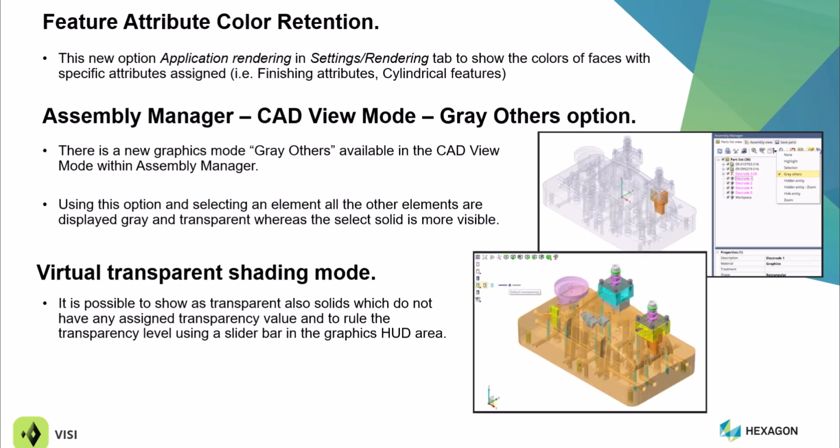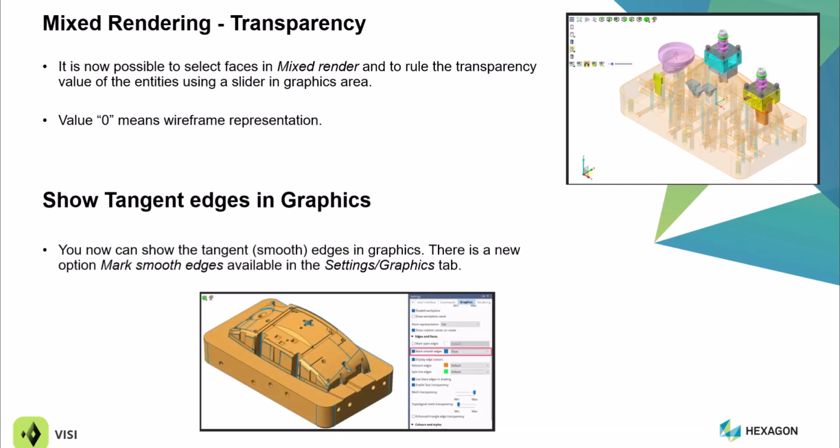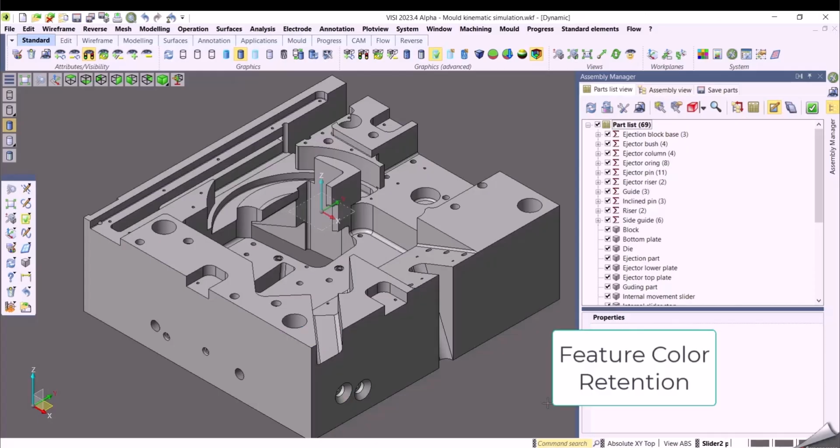So there's a new option that overall changes the shading mode for everything. There's a new slider bar to be able to do this. Within Mixed Rendering Transparency, it is now possible to use the same slider bar. So if the value is 0, wireframe is represented. If it's more than that, obviously it becomes transparent. And we have Show Tangent Edges in Graphic Selection. You have a new option for being able to mark smooth edges within your dialog.